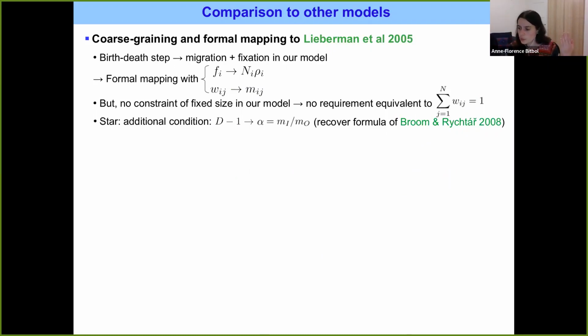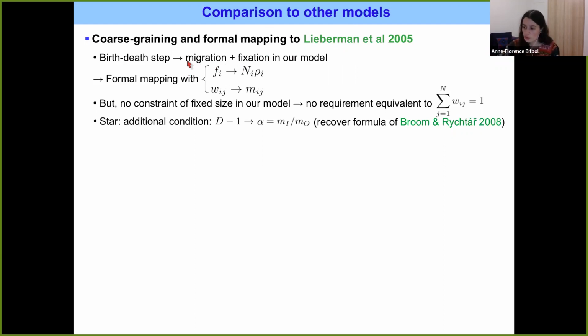Okay, so now what can we say about the comparison between this model and the model with one individual per node that I introduced and that was first introduced in this paper? We made a mapping between these two models. The idea is that our model is essentially a coarse graining of this seminal model. So we consider the mapping by saying that a birth-death step in this model with one individual per node is equivalent to a migration plus fixation step in our model.